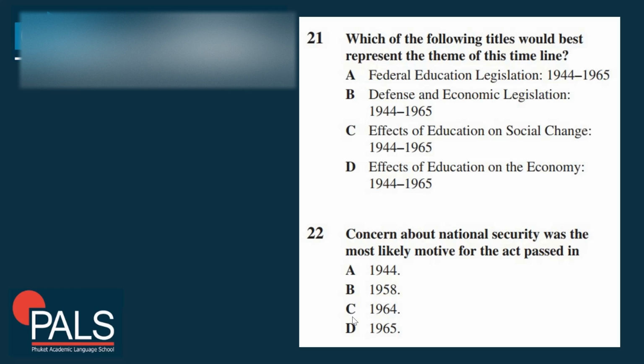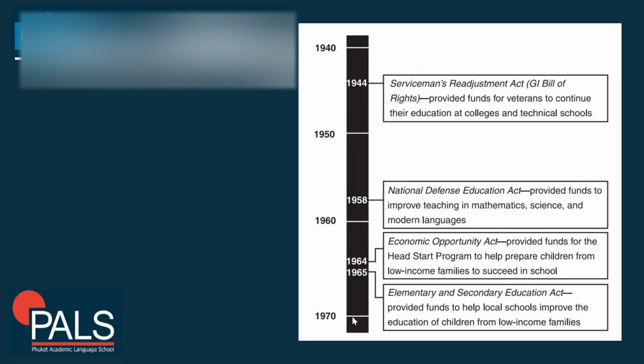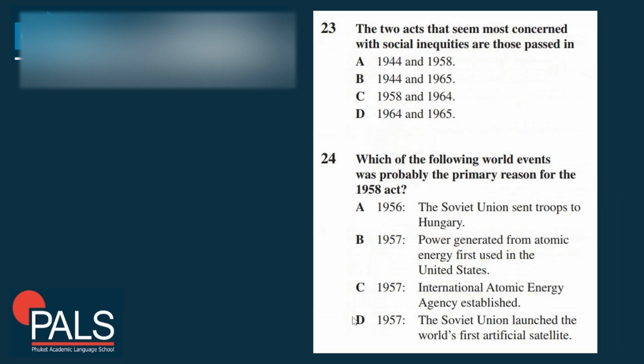B. 1958. If we look here, the National Defense Act, it's titled Defense. This is pretty obvious. And beyond helping veterans and beyond helping those who are in low-income families, the things that were provided money for, such as science, mathematics, and modern languages, are useful for the defense of the country.